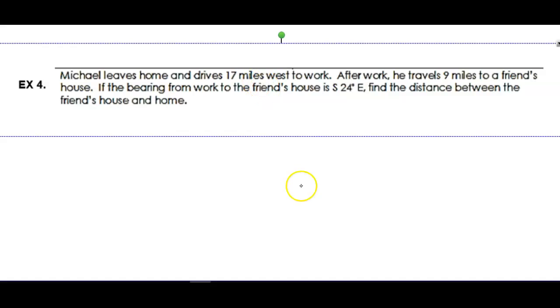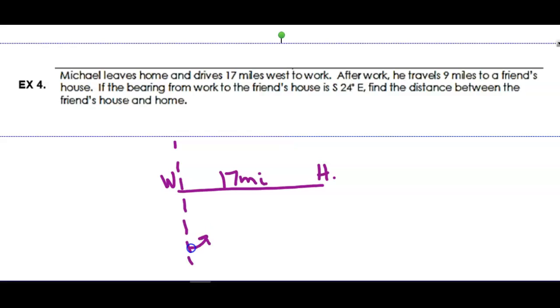Okay, he drives straight west. That's what we need to know first. 17 miles from home to work. After work, he, instead of going north or south, says he drives 9 miles to a friend's house if the bearing to the friend's house is off of south 24 degrees towards the east. Okay, 24 degrees towards the east. And again, he went 9 miles that way.